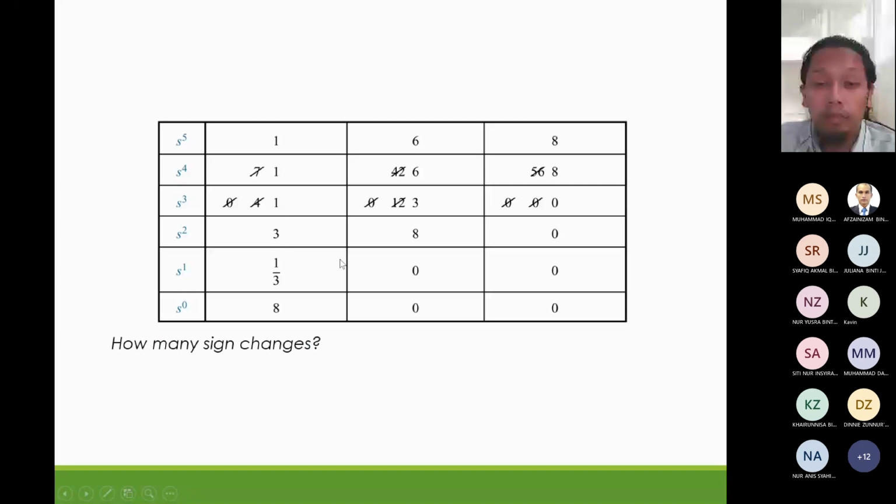So from here, we don't have any sign changes. So the system is stable. No sign changes in the first column.